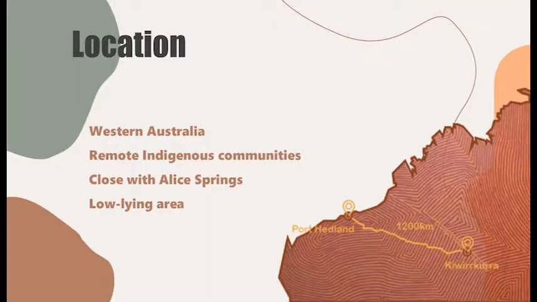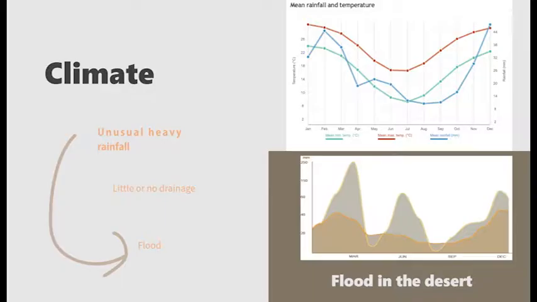Kiwi-Kurara is located in Western Australia, which is one of the remote indigenous communities. It was established in the 1980s. It is very close to Alice Springs and other communities, but Kiwi-Kurara is located in a low-lying area. What should be prioritized is the climate. Kiwi-Kurara has a huge temperature difference in one day, because it is located in a desert area.